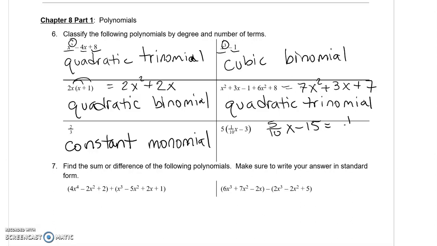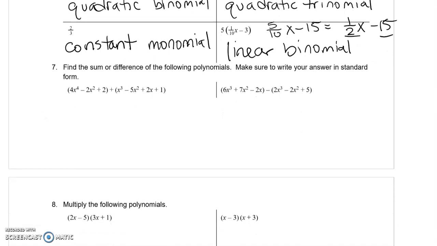If you would like to simplify, that is 1/2 x minus 15, but that doesn't change the name. X to the first power, we call that linear. There are 2 terms. 2 terms means we're going to name it binomial. So that one is a linear binomial.